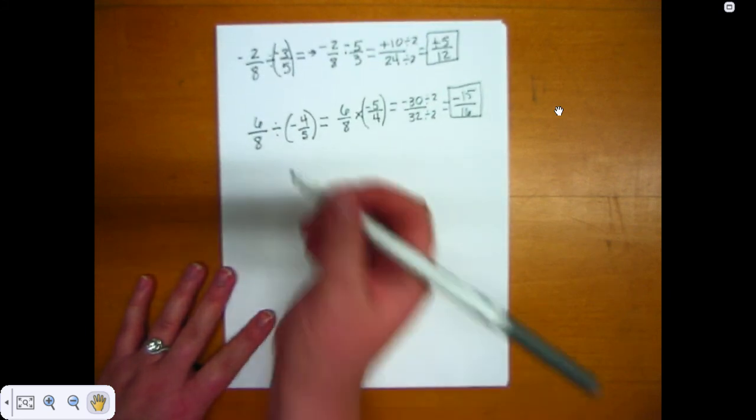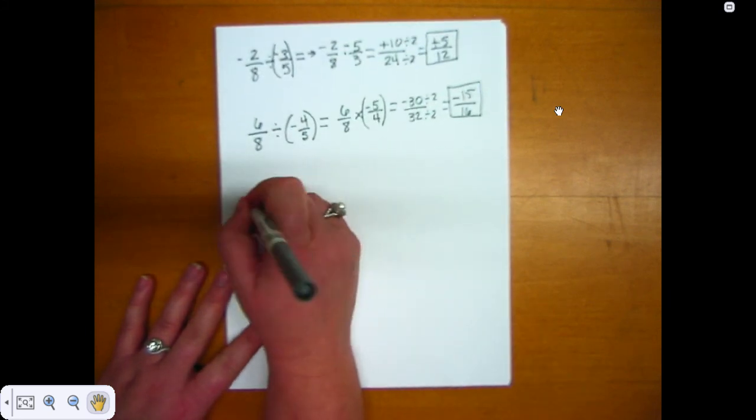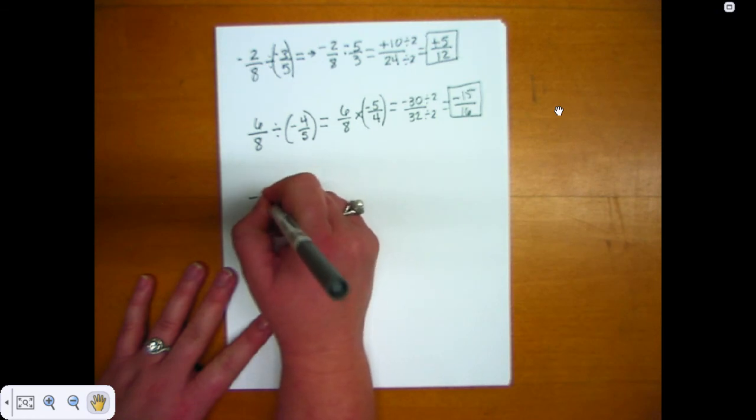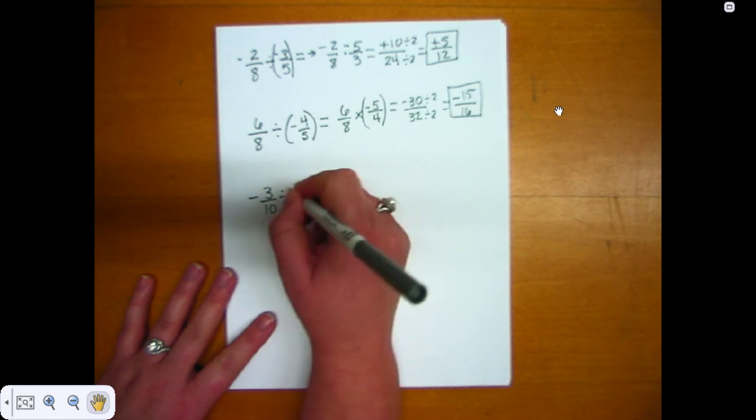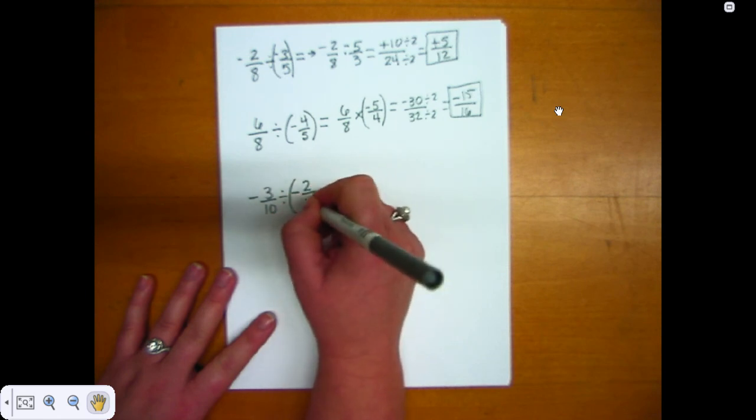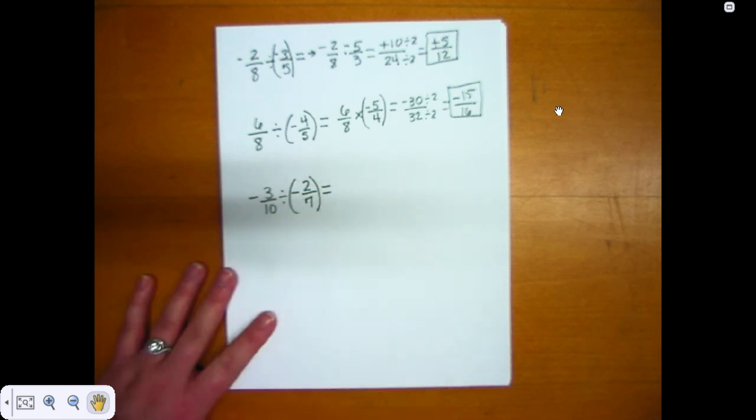Here's another one for you to try. Negative 3/10 divided by negative 2/7. Pause the video and try to solve that yourself. Don't forget your sign.